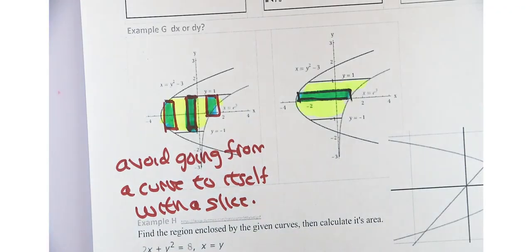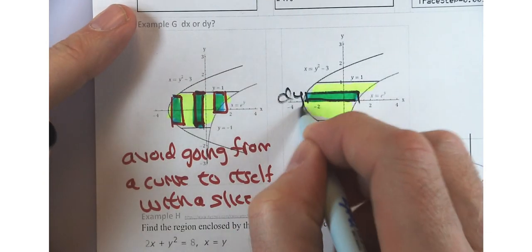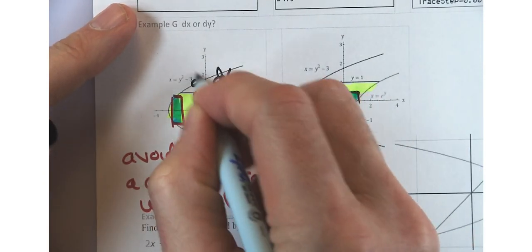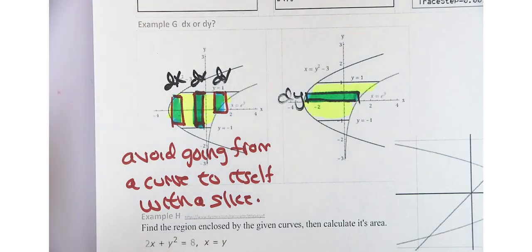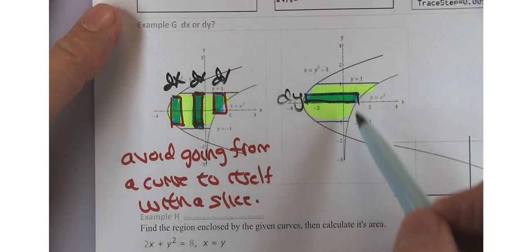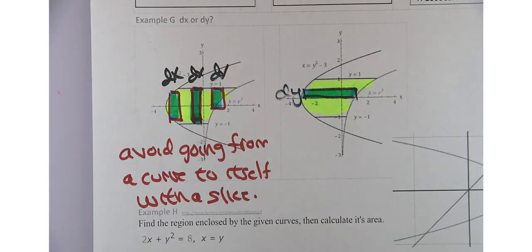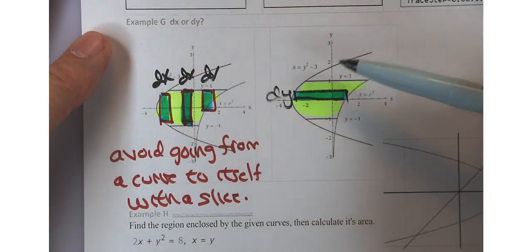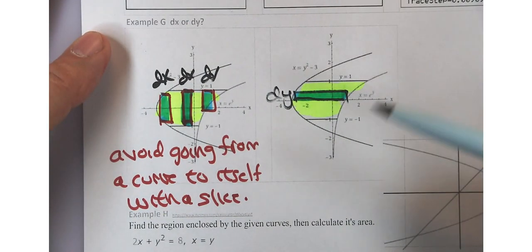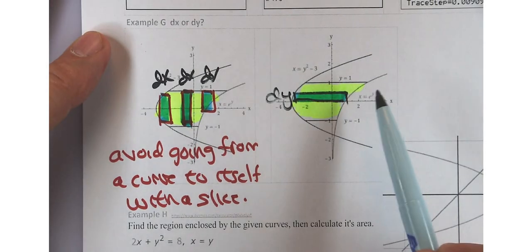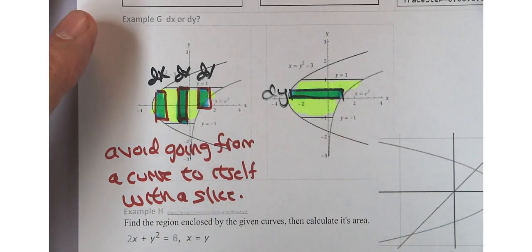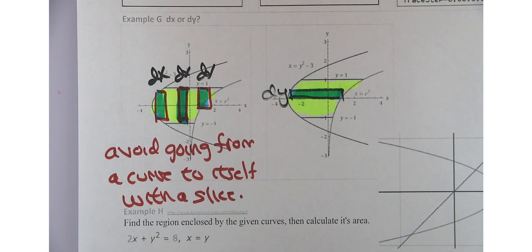So here's dy, here's dx, dx, and dx. Does that dy slice change from one region to the next as you go up and down here? Or is it still always the same right minus left in terms of the thickness? It's the same. It's the same.